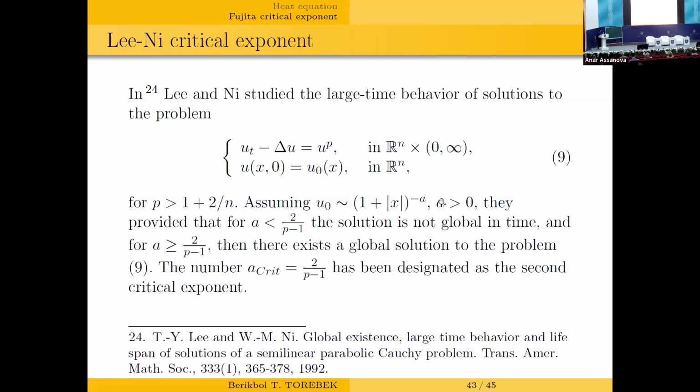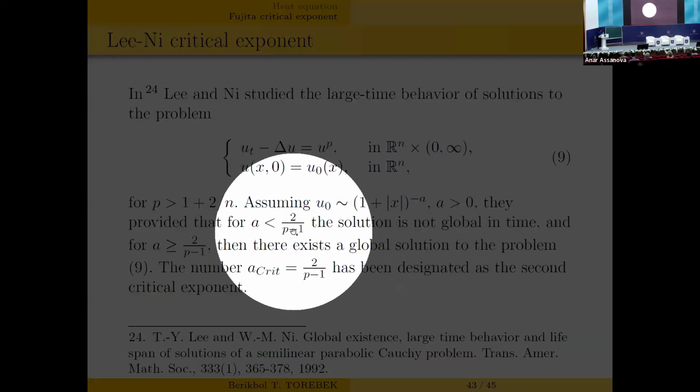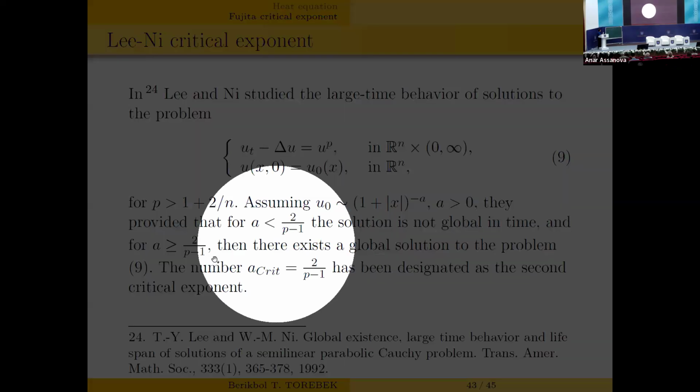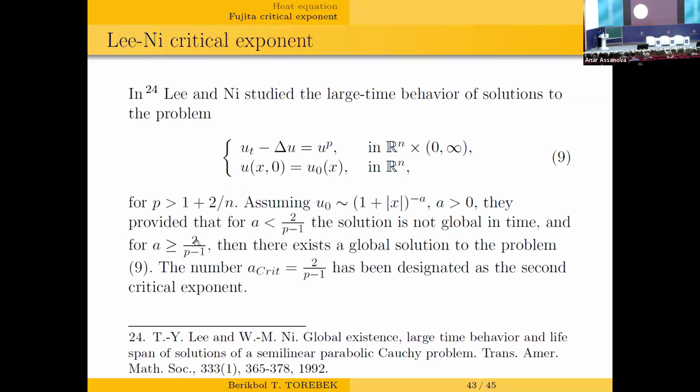And they show that if A is less than 2 divided by p minus 2, then there is no global in time solution. And if A is greater than this number, then there exists a global in time solution. This phenomenon is called the second critical exponent, or sometimes the Lee-Ni exponent.